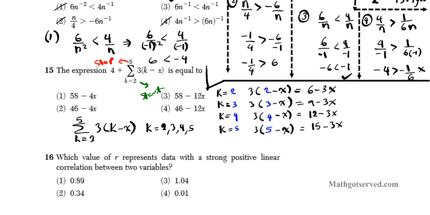Okay, so let's add that up. So we just add the integer component of this expression. 6 plus 9 is 15. 15 plus 15 is 30. Plus 12, that's 42. And then there are 4 3's here. 3 times 4, that's 12x, okay? And then we add that 4 that we had there before. So this is an integer, we'll combine it with that. So we're going to have 46 minus 12x as the final answer. Answer is option number 4.